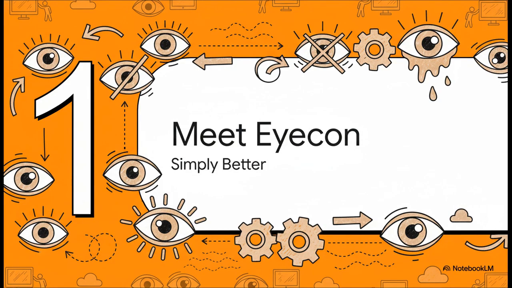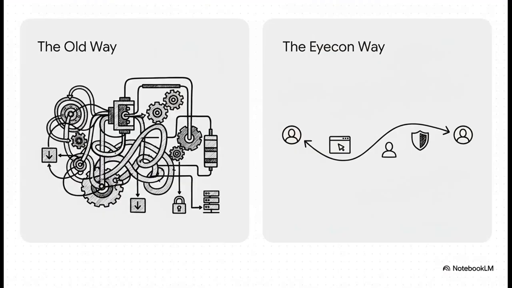All right, so let's talk about one answer to that question. It's a tool called Eyecon, and pretty much its entire reason for being is to be the antidote to all those frustrations we just talked about. And this chart, wow, it really lays it all out, doesn't it? On one side, you've got the old way, the tangled mess of most video apps. But on the other side, the Eyecon way is just a straight line.